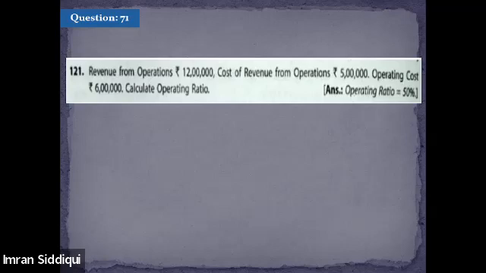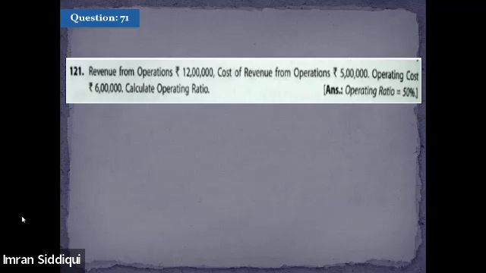Let's start with question number 71. It says revenue from operation 12 lakh, cost of revenue from operation is 5 lakh, operating cost is given. You need to find out operating ratio. Just give it a try. You know the formula for operating ratio, right? Yes, sir. Tell me. Operating cost divided by net sales into 100. Yes, operating cost divided by net sales, into 100.